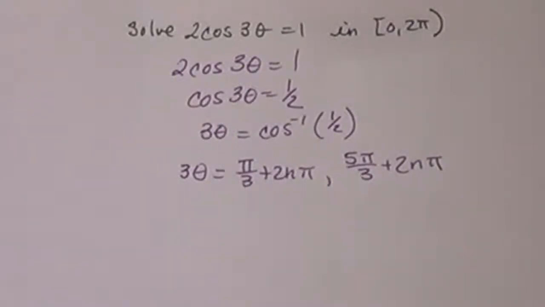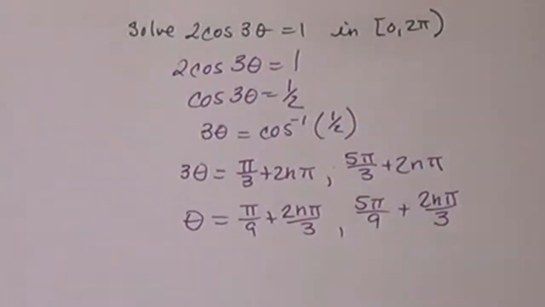So 3 theta will give us those values. And we want to write it this way because now when we try to solve for theta, we're essentially just going to divide out by the coefficient. So if 3 of our angle thetas are these values, dividing out by 3 will give us our angle theta. So we can see that theta will equal pi over 9 plus 2n pi over 3, and 5 pi over 9 plus 2n pi over 3.